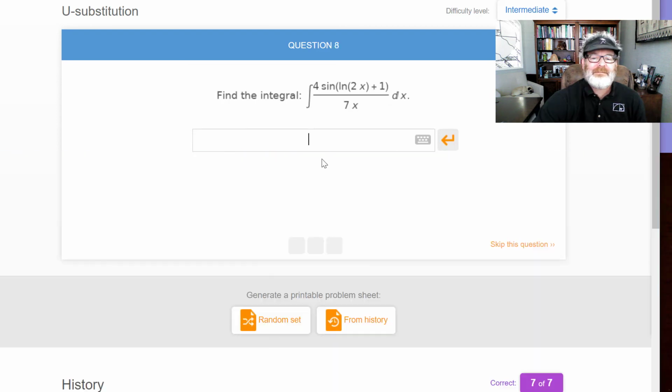There we go. All right. Hope you enjoyed that. This one's a little tricky because don't forget, derivative of log x is 1/x. That 2 will cancel itself in its derivative.